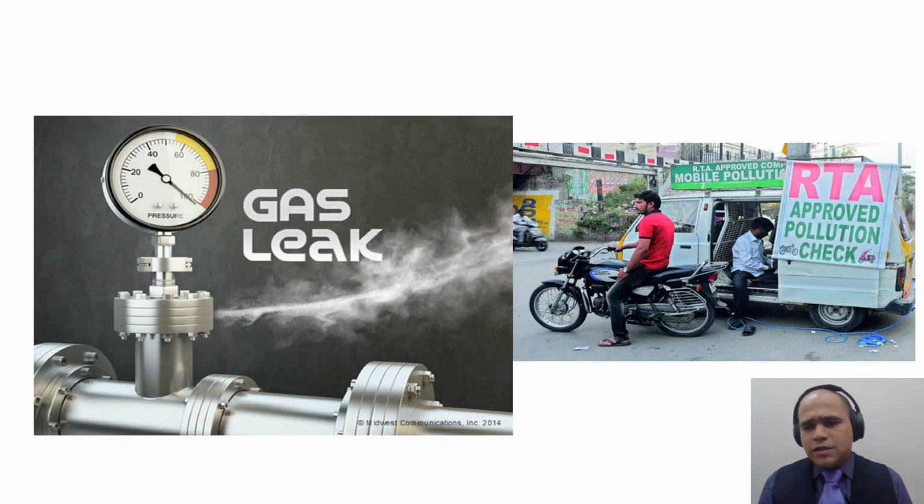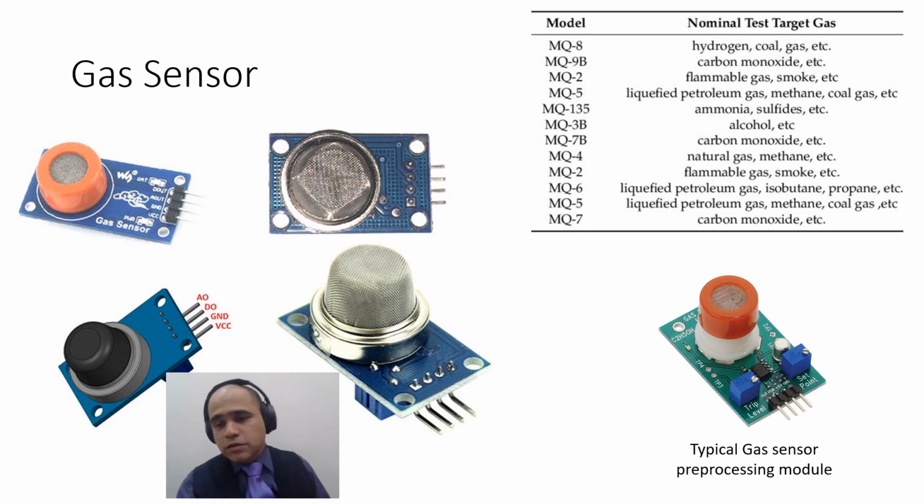Now you might have seen that there is a vehicle on the road giving you PUC. So what could be the sensor inside this? Or there is a gas leak. How can we detect that gas leak without smelling it? The answer to these questions is basically a gas sensor.